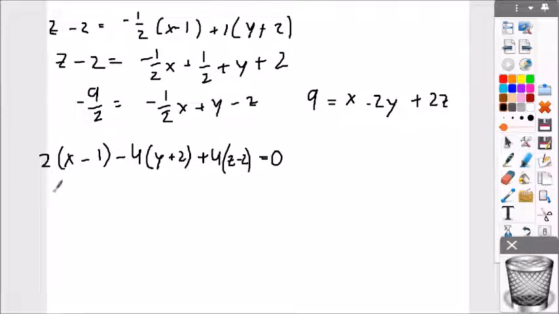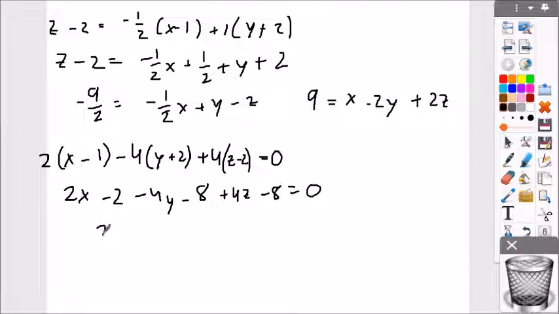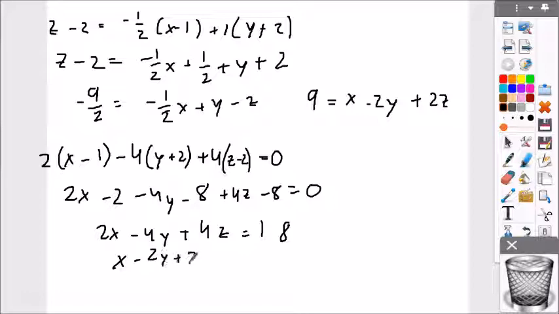So does that sound reasonable? Well, let's see. 2x minus 2 minus 4y minus 8 plus 4z minus 8 is 0. 2x minus 4y plus 4z is 18, since minus 2 minus 8 minus 8 is minus 18. So x minus 2y plus 2z is 9. They match. They are the same.